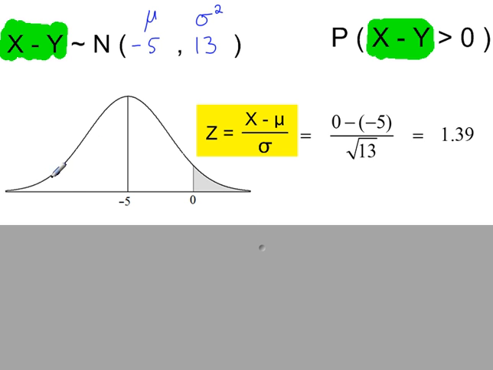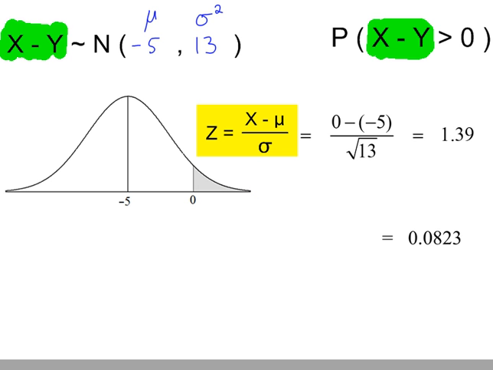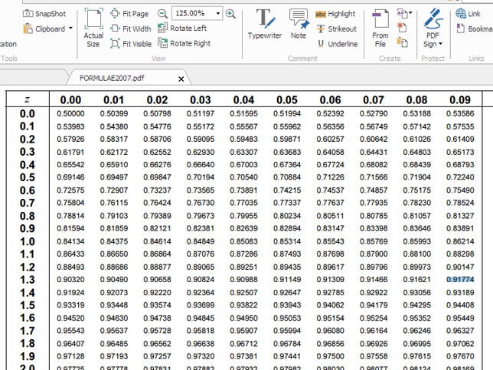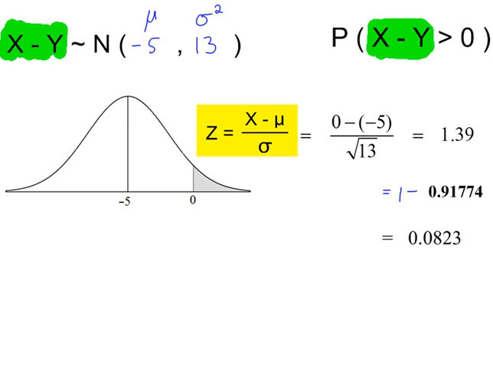This normal distribution is in terms of this variable, x minus y. The mean is minus 5 in the center. 0 is on the right hand side. It says more than, the arrow is pointing to the right, we shade to the right. It's the small area shaded, so we need to do 1 minus the probability that we look up from the tables. So z, 1.39, gives this probability, and 1 minus that to 3 significant figures is 0.0823.